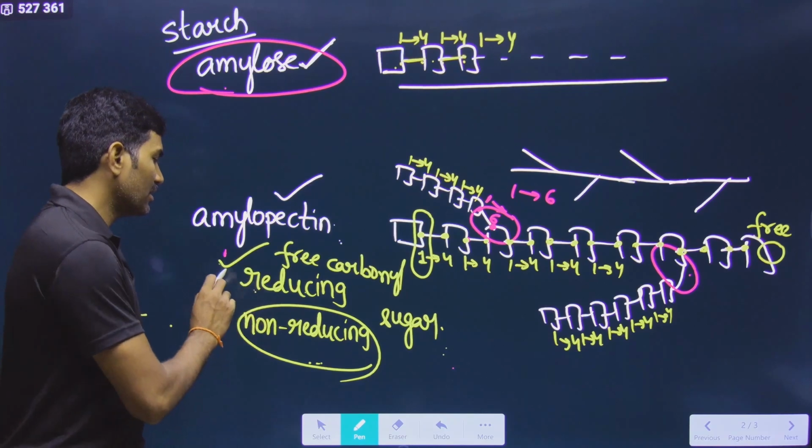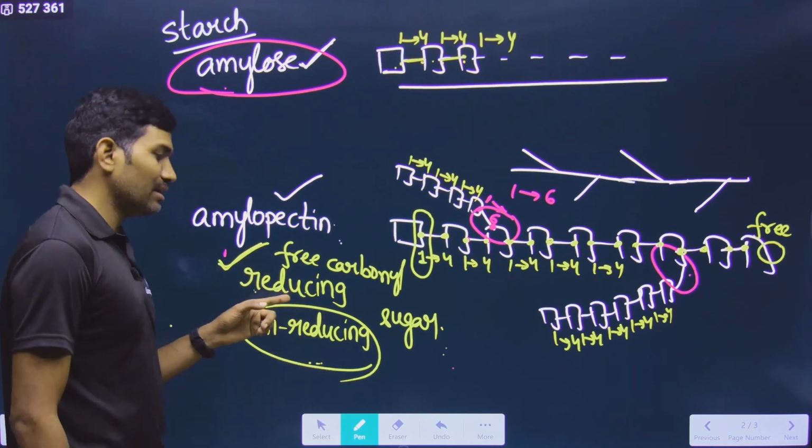What are the examples we studied for reducing sugars? All the monosaccharides are reducing sugars.